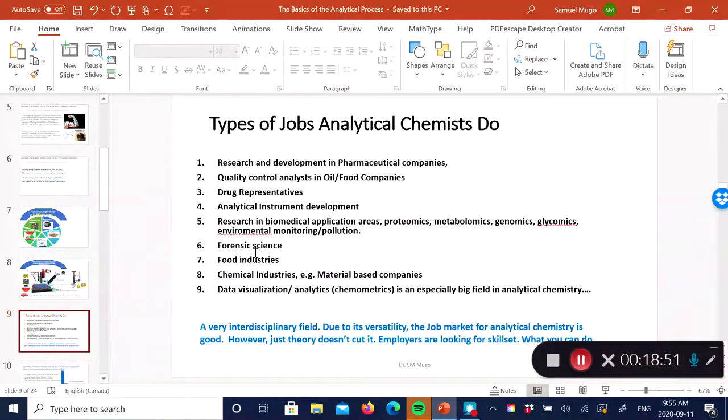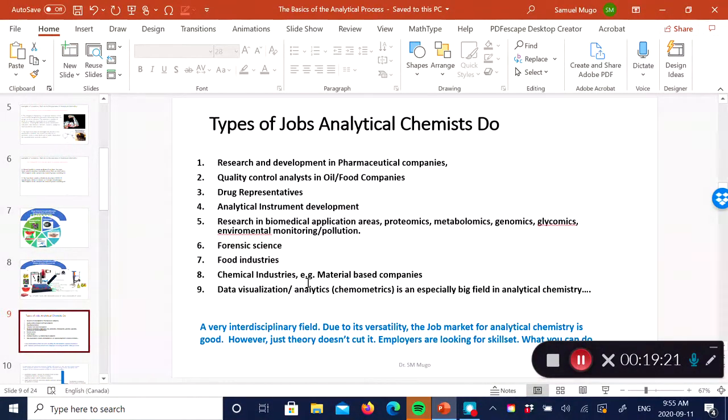In the food industry, some students fit in as food analysts, to monitor the quality of foods. Chemical industries, such as Dow, try to make plastics and to characterize those types of plastics or other types of functional materials. Another big industry that I'm gonna point you at is data visualization analytics.